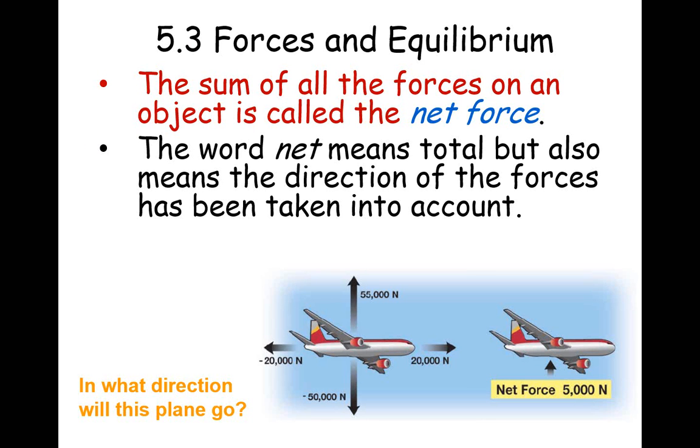The sum of all the forces acting on a body is called the net force. We talked about net a couple of times. We talked about when the forces cancel out, that net force is 0. So the sum of all the forces here is going to be the net force. The question here is, what direction will this plane go?